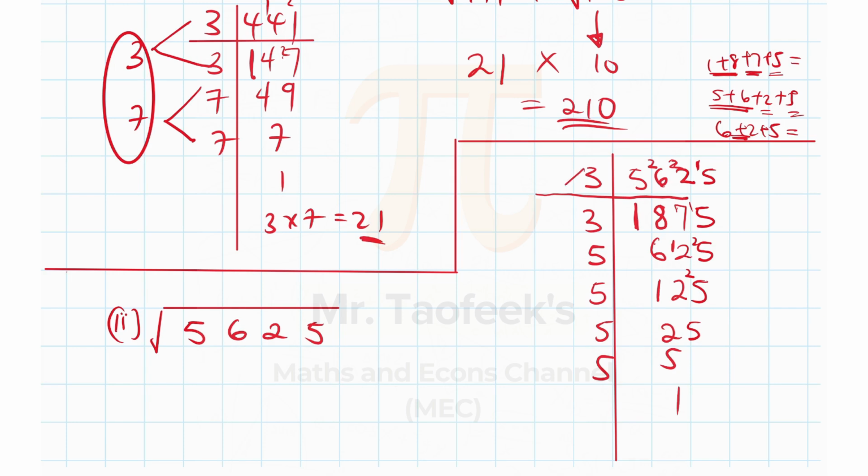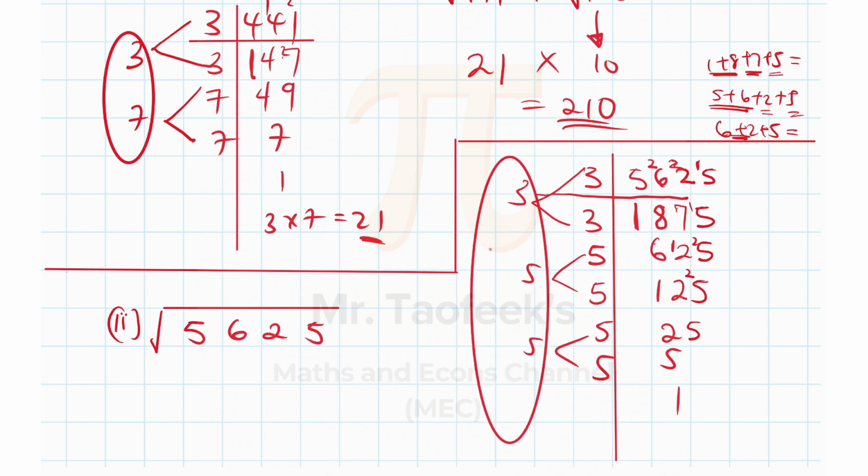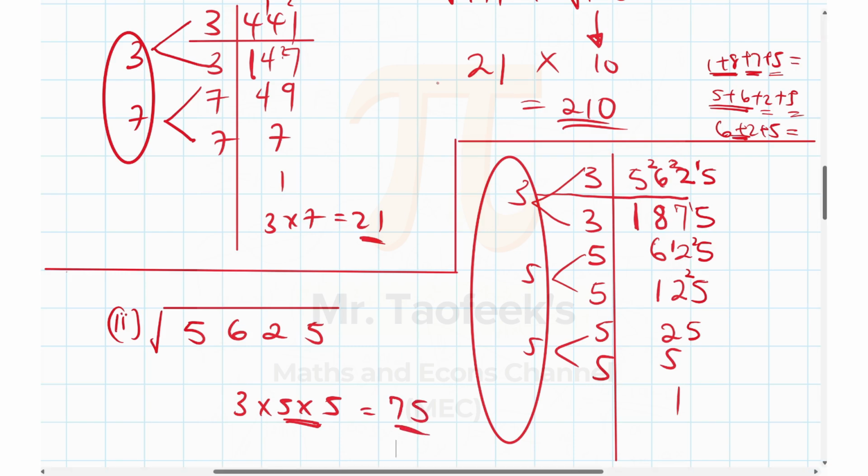So the square root, you group them in 2s. This is 3, this is 5, and then this is 5. Multiply these 3 numbers out. So we have 3 times 5 times 5. 5 times 5, 25. 25 times 3, 75. And that's our answer. So the square root of 5625 is 75.